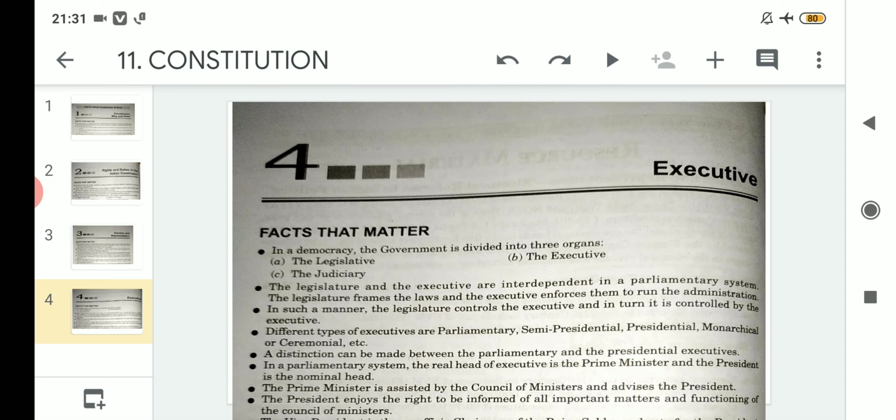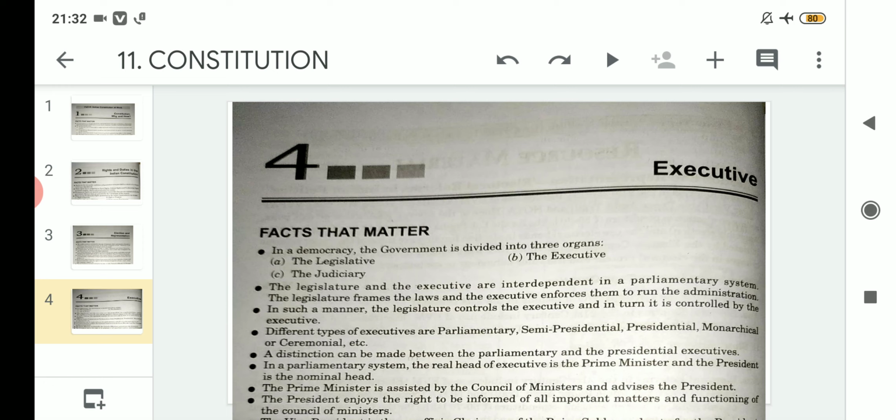Now, number 2, the legislature and the executive are interdependent in a parliamentary system. So if we talk about the parliamentary system, the legislature, that means the law-making body, and the executive, that is the executing body, are interdependent in a parliamentary system. That means they depend on each other. The legislature frames the laws and the executive enforces them to run the administration.